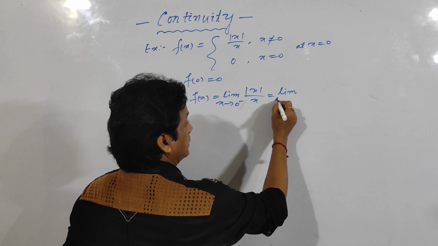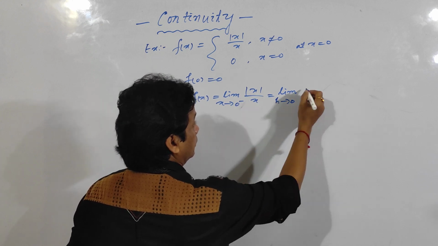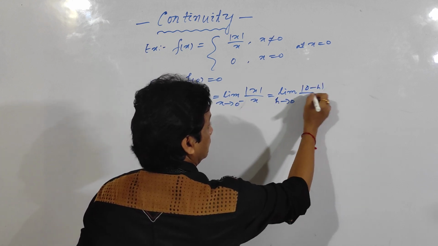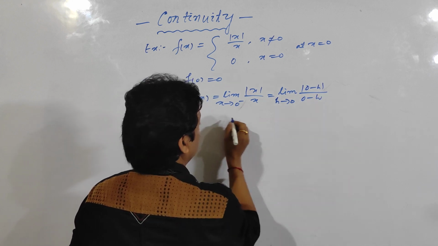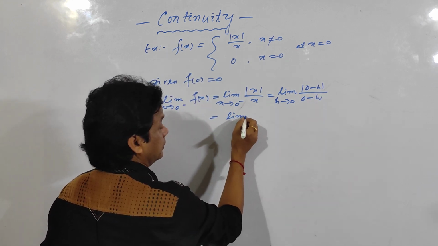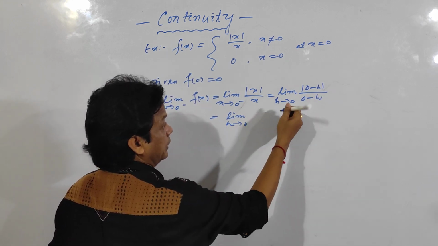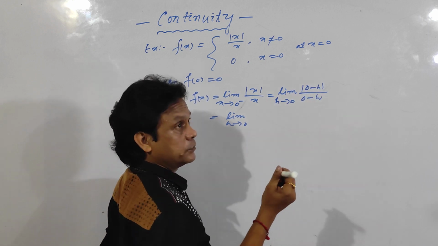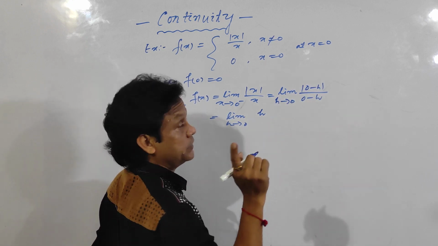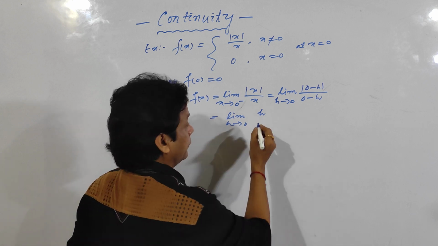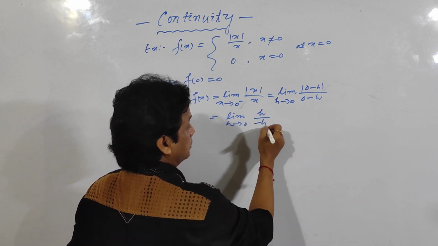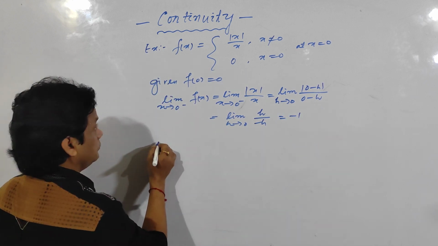Here h tends to 0, so you should write 0 minus h divided by 0 minus h. So limit x tends to 0 minus, this is minus h mod. Minus h mod is h, because h is always a positive number we have taken, and this is minus h, so it will be minus 1.